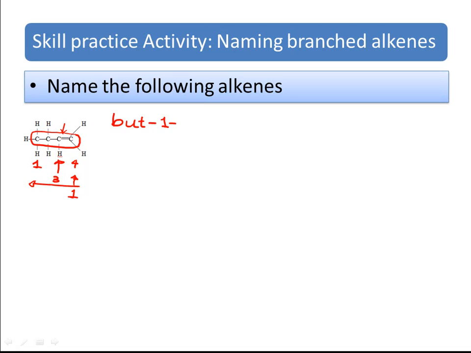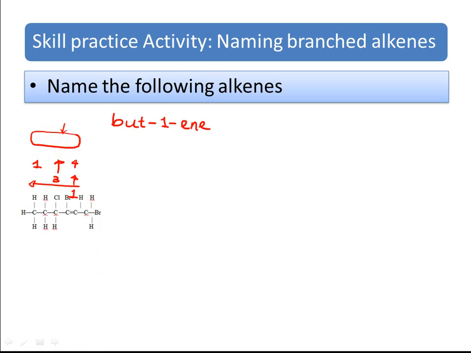Remember, we separate numbers from letters with hyphens, and if they were numbers, we separate them with commas. So we only have 1 number, no need for a comma. We're just going to use a hyphen in this case. So it's going to be but-1-ene. That's the name for this one.